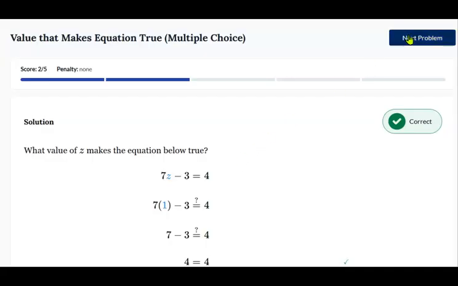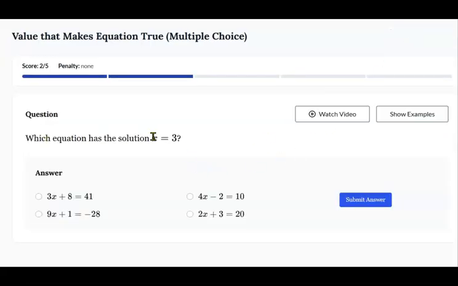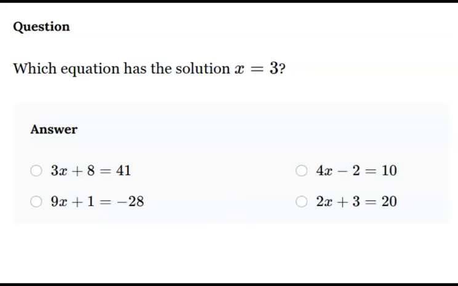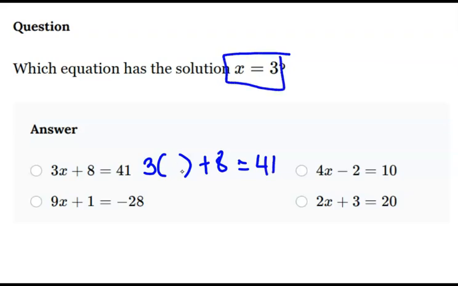Another type of question you might see in this section is when you're given the value of x and you have to see which one of these equations it would be true for. You're going to use that same check step routine. You're going to erase and replace the value of the variable with the number you're given. So we're going to erase the x and replace it with a 3. And then we're going to check.